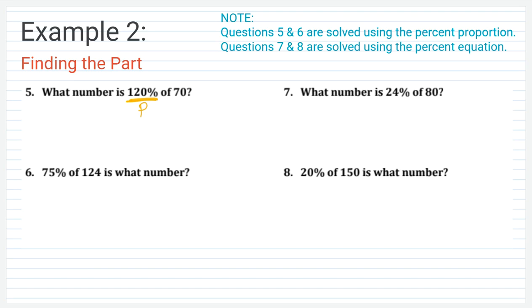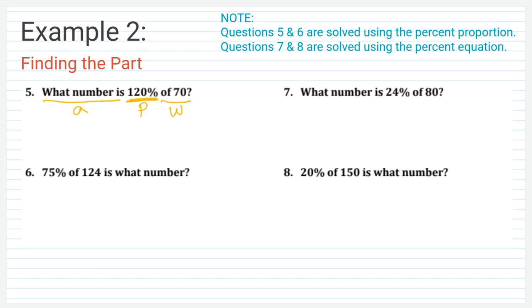Then I tell my students to look for what it's out of. So look for the keyword of. It's of 70, so that's going to be W. And we're trying to find the part. What number is? What is a portion of 70, a certain portion of it, in this case 120%.